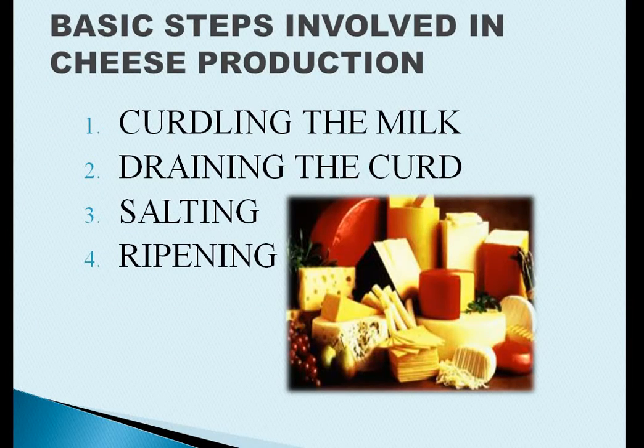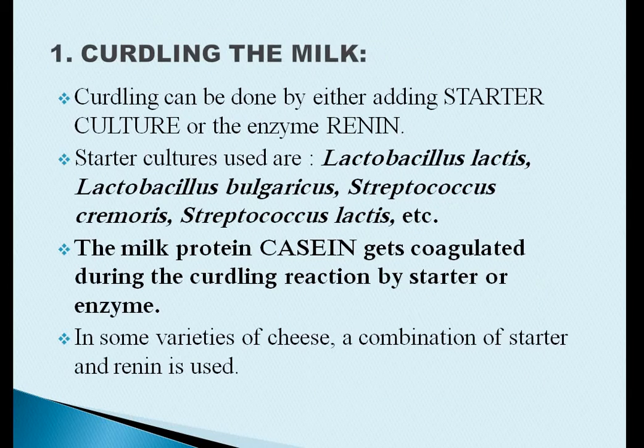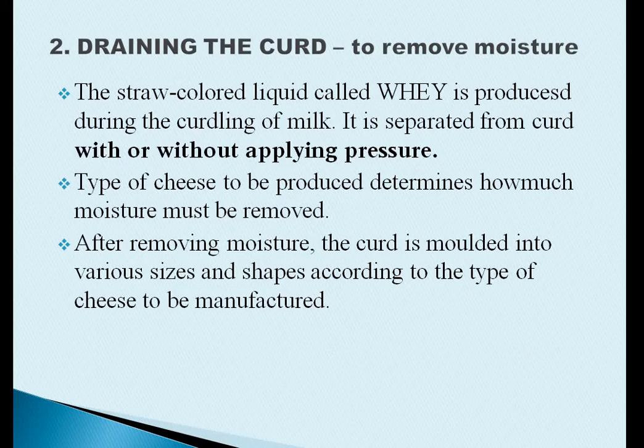What are the basic steps involved in cheese production? Curdling the milk, draining the curd, salting and ripening. Curdling the milk can be done either by adding starter culture or the enzyme rennin. Starter cultures use Lactobacillus lactis, Lactobacillus bulgaricus, Streptococcus thermophilus, Streptococcus lactis, etc. The milk protein, which is casein, gets coagulated during the curdling reaction by the starter or enzyme. In some varieties of cheese, a combination of starter and rennin can also be used.